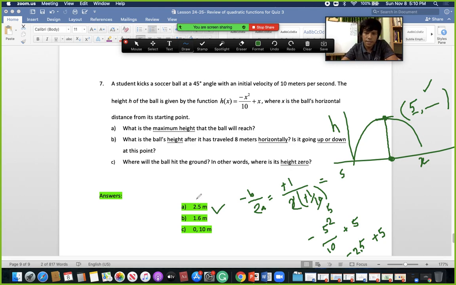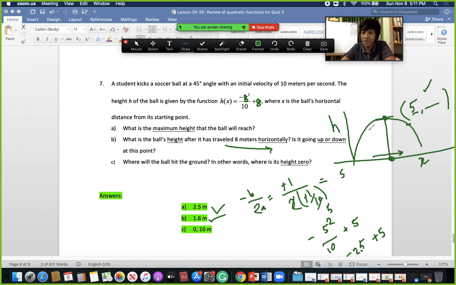Then what is the ball's height after it travels 8 meters horizontally? If the ball moves 8 meters horizontally, that means in this direction, if it goes 8 meters, then what is the ball's height? H equal to what at that time? If we put 8 here instead of x, then what is the answer? You will see the answer will be 1.6 meter.